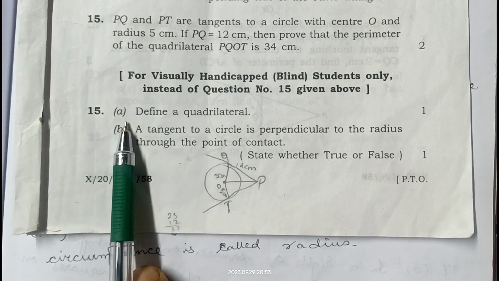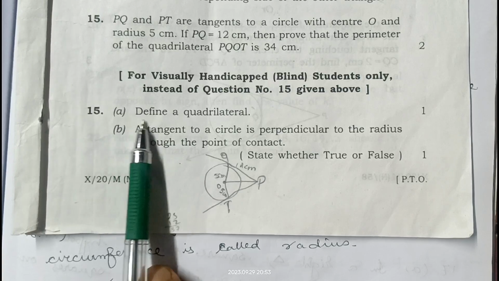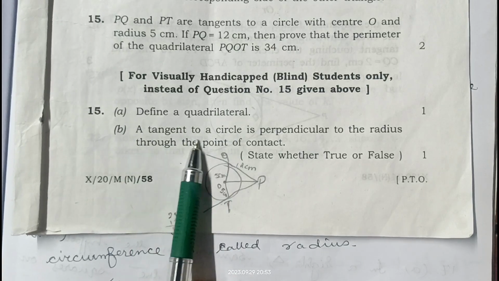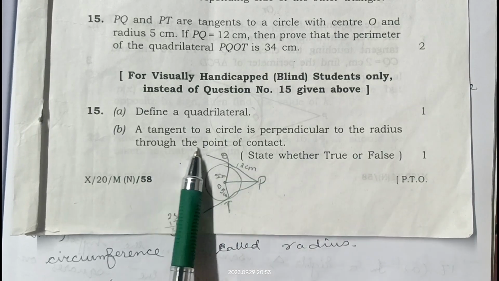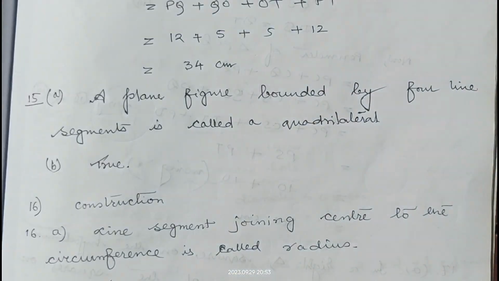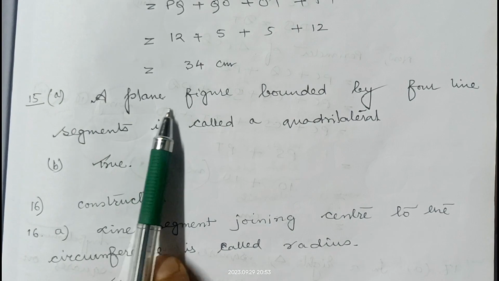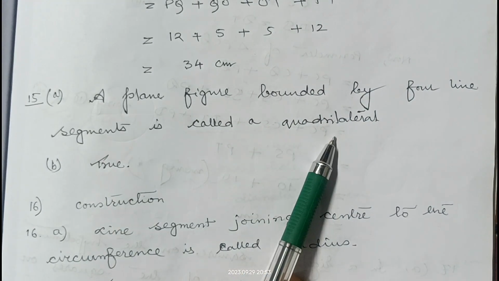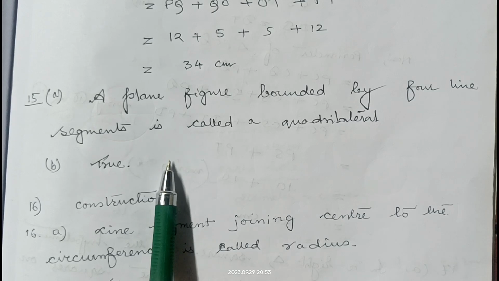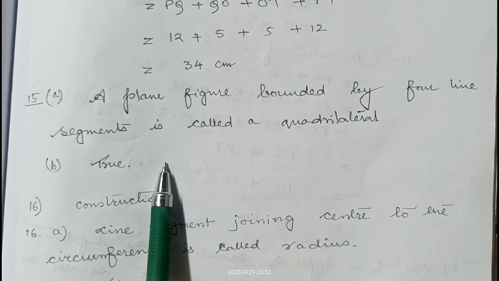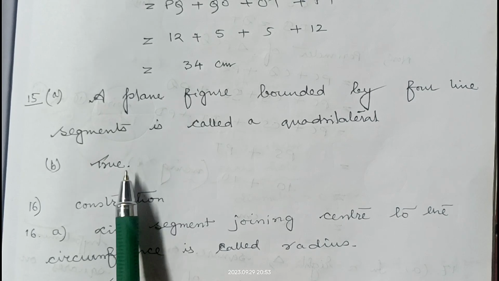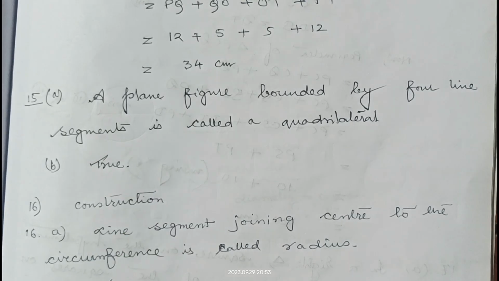In 15a, which is for the blind students, the question is: define a quadrilateral. In the second part, it is given a tangent to a circle is perpendicular to the radius to the point of contact. For the first part, we can write a plane figure bounded by 4 line segments is called a quadrilateral. And for the second part, a tangent to a circle is perpendicular to the radius to the point of contact. This is the statement of theorem 10.1. So it is a correct statement.